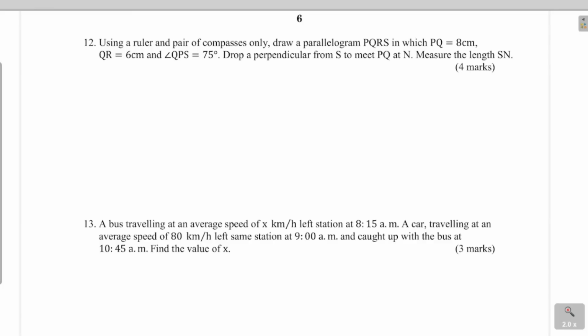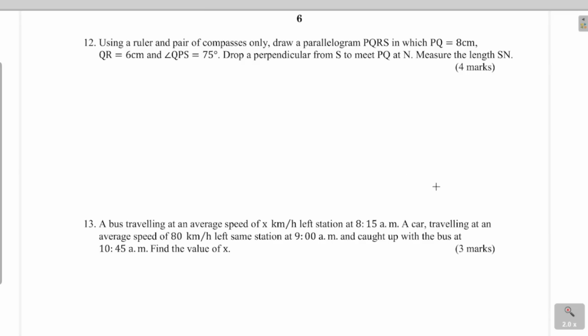Using a ruler and a pair of compasses only, draw a parallelogram PQRS in which PQ is equal to 8 centimeters, QR is equal to 6 centimeters, and angle QPS is equal to 75 degrees. Draw a perpendicular from S to meet PQ at N. Measure the length SN. Now the first thing I'll do is to sketch that parallelogram.